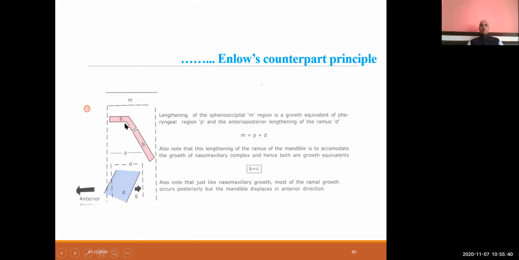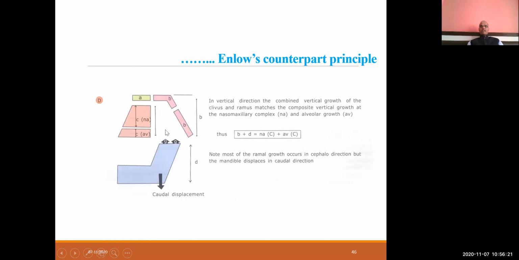Here lengthening of the spheno-occipital synchondrosis M region is growth equivalent to pharyngeal region P, and the anterior-posterior lengthening of the ramus. Also note that this lengthening of the ramus of the mandible is to accommodate the growth of the mesomegaly complex, and hence both grow equally. Also note that just like the mesomegaly complex, most of the ramal growth occurs posteriorly, but the mandible displaces in an anterior direction.